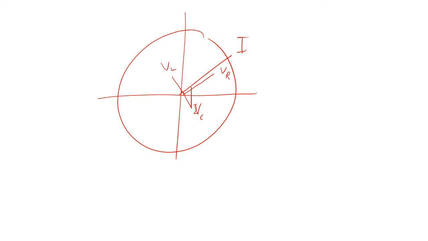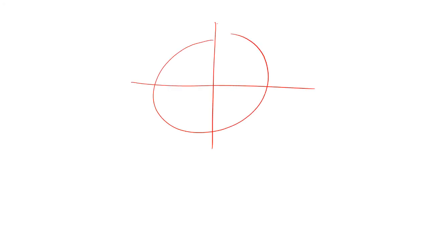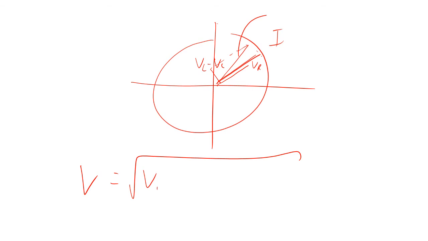lags. So if we add these two vectors together, we have VL minus VC. And so we could then draw that. Total current, voltage in the resistor, and that's going to be VL minus VC. Well, we've got these two vectors, so by the Pythagorean theorem, the total V is going to be the square root of VR squared plus VL minus VC squared.